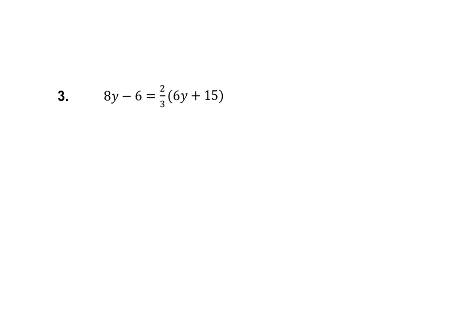All right, so now we have 8y minus 6 is equal to 2/3 times 6y plus 15. And here again, for this one, we do need to simplify before we can bring anything from side to side. So I'm going to multiply 2/3 times 6y and 2/3 times 15. And 2/3 times 6 gives me 4y. And then 2/3 times 15 is going to give me 10. All right, so now everything's been simplified.